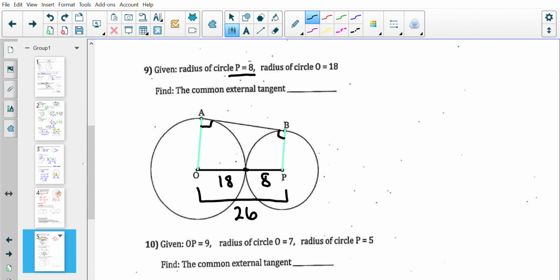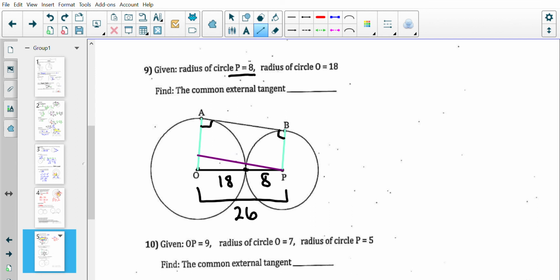All right, now it's saying from the center of the smaller circle, draw a line parallel to the common tangent. So my smaller circle is P. So from P, I'm going to draw a line parallel. Oh, I want a segment. I'm going to draw a segment parallel to AB. So here we go. So now the rectangle's going that way, which is fine.